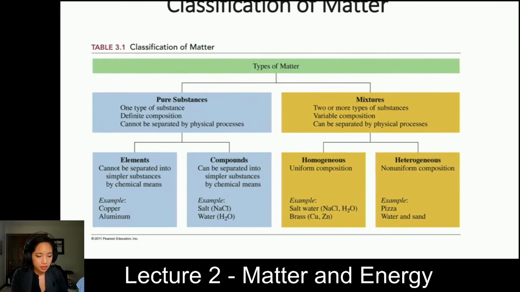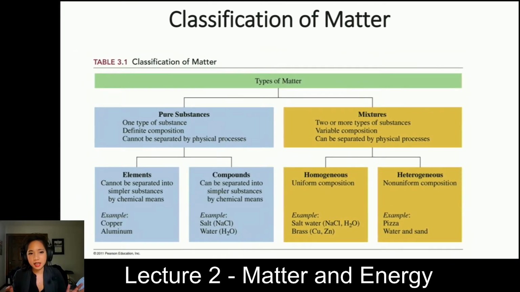I think it might be easier to just look at this map of types of matter. We'll go through this whole list. Right now we're at this first tier, right? So types of matter, like I said, you can only either have pure substances or mixtures. So here, pure substances: only one type of substance present, a definite composition, and cannot be separated by physical processes. So my example was H2O.